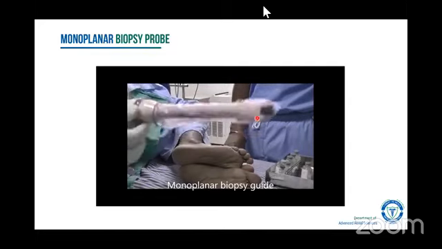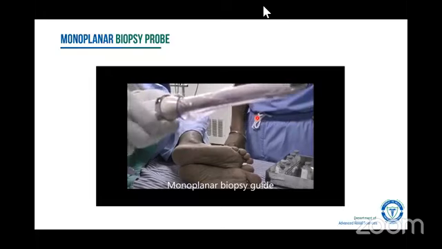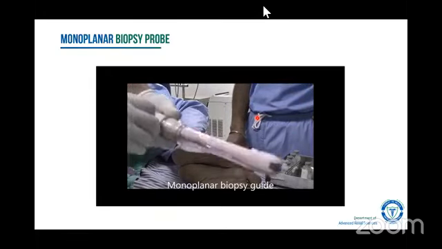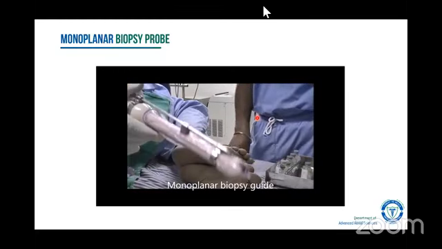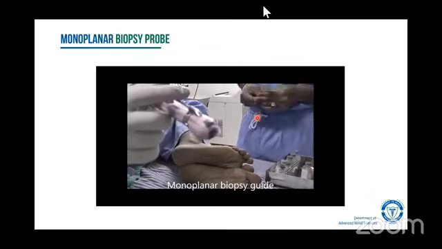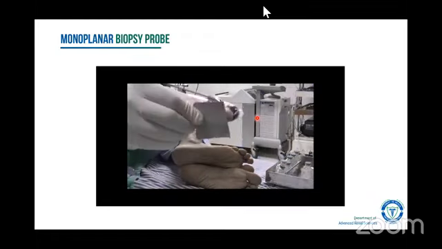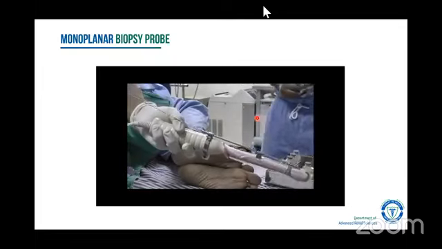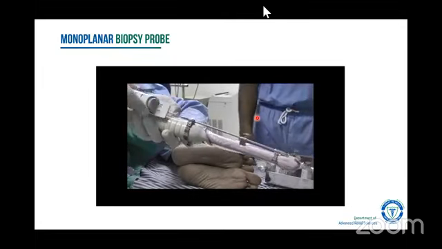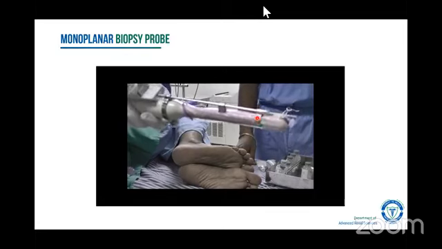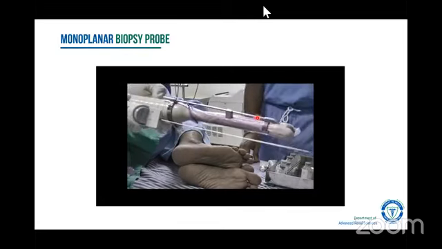It usually attaches very nicely to the monoplanar end fire biopsy probe, and you can use it as a guide. It is usually in the same line as the end fire array, and once you put in a needle, it will appear on one side of the array, and you can use it to biopsy the prostate.